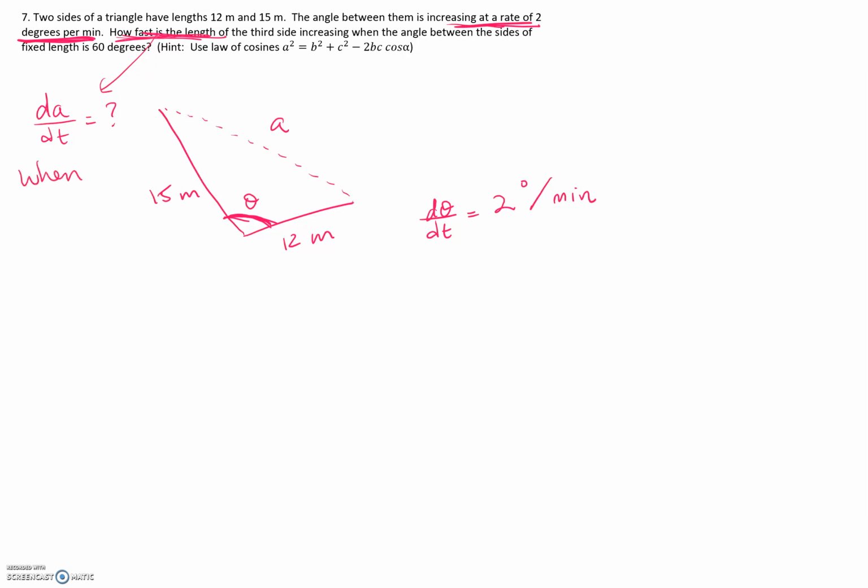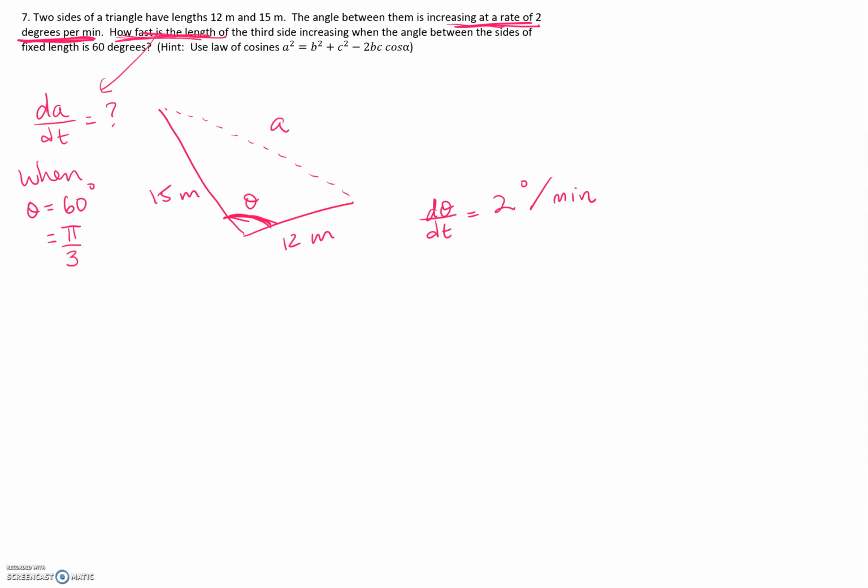When the angle between them is 60 degrees. There you go. When theta is 60 degrees. And remember, we're probably going to use unitless measures, so pi over 3 is 60 degrees.